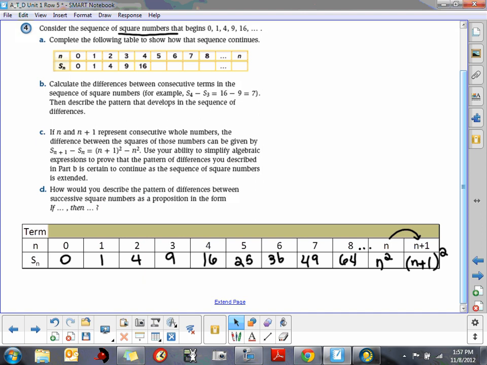The next one. All we have to do is find the difference between consecutive terms. So they even gave a little example here. Take S4 minus S3. But it's always find the one on the right, subtract the one on the left. Find the difference. Subtract. So we're going to take these two and we're going to subtract them.